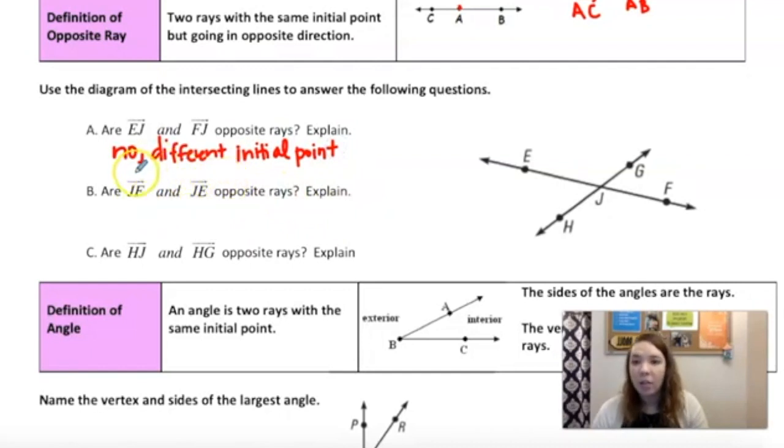JF and JE. So they do both start with J. So now let's take a look. JF and JE, those are opposite directions. So yes, they are opposite rays. HJ and HG, they both start with H. So that's a good sign. So HJ and HG are both going the same direction. So no, they're not opposite rays, and they're the same ray because they're going the same direction.